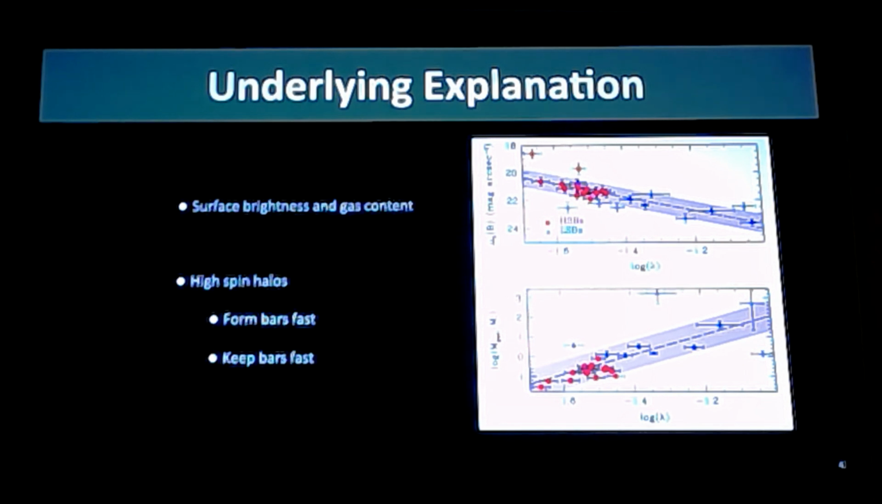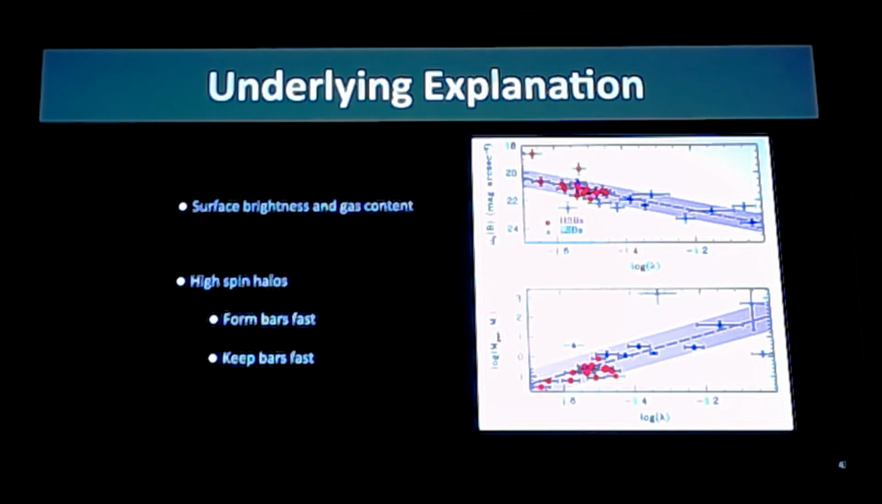To see if there's an underlying explanation, hopefully you remembered that the gas content and the surface brightness tended to go hand in hand. When we check if there's a relation between surface brightness, gas content, and halo spin, we find that's the case. So as you go to higher spin halos, you find fainter galaxies, and there's a significant scatter, but you do find more gas content. So it appears that this halo spin parameter could be a reason for the short, weak, and fast nature of the bars.